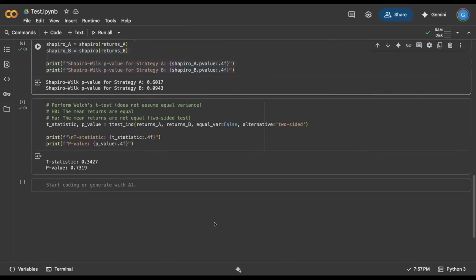It can reveal periods where one strategy's edge was particularly strong and periods where it disappeared, or, most critically, if a once-profitable edge has been decaying over time. This method transforms the A-B test from a statistical validation into a dynamic diagnostic tool.